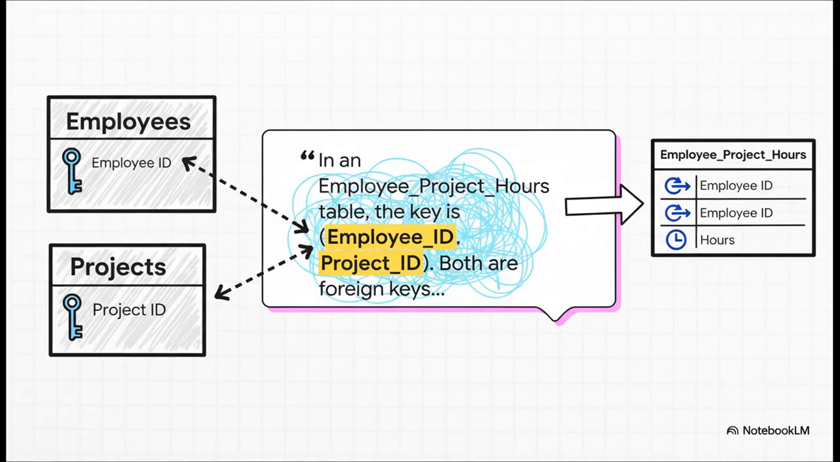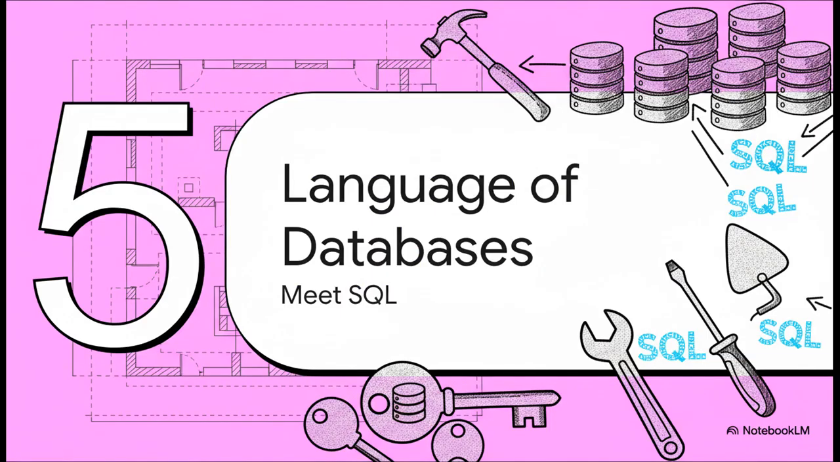And for a compound key, check this out. Say we want to track the hours an employee works on a specific project. We can combine their employee ID and the project ID. Now here's the really clever part. Each of those IDs also acts as a link, pointing back to the main employees table and the projects table. So this one key does two jobs at once. It uniquely identifies that specific work entry, and it connects all our tables together. Pretty smart, huh?